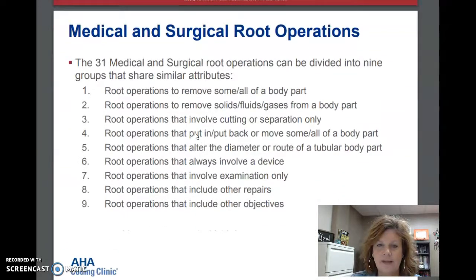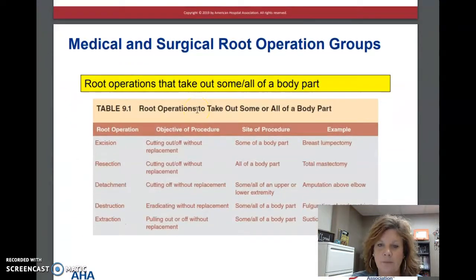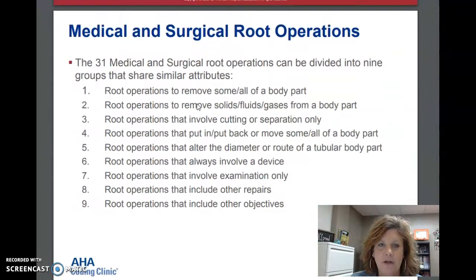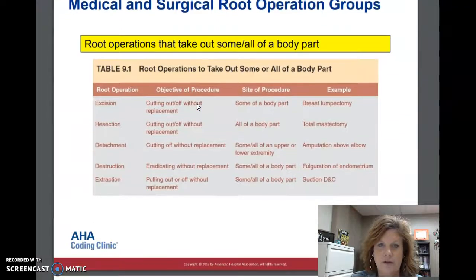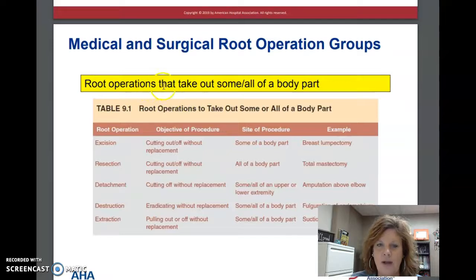I have the students read through the guidelines themselves, because one thing to keep in mind with guidelines is they do change every year. So there is a website, and I will post that in the classroom, for the most current. I am using the most current book possibly. But I don't like to go through the guidelines in case they change from year to year. All right, so let's go ahead. We're going to start with root operations. So the first section here, root operations that take out some or all of the body part.